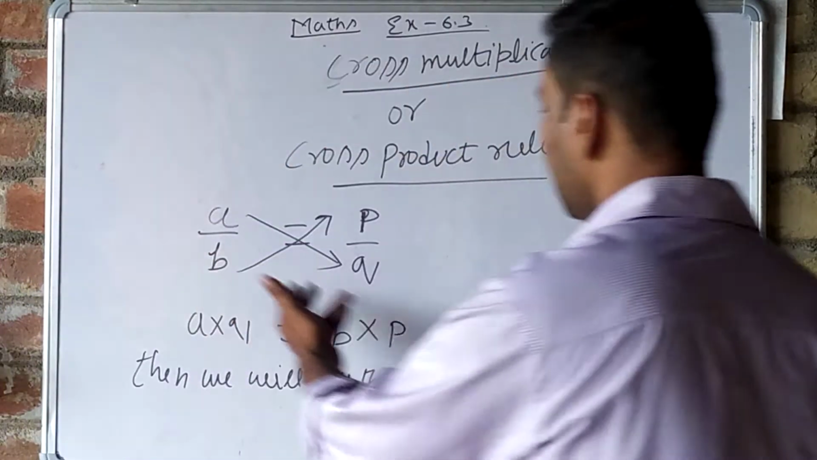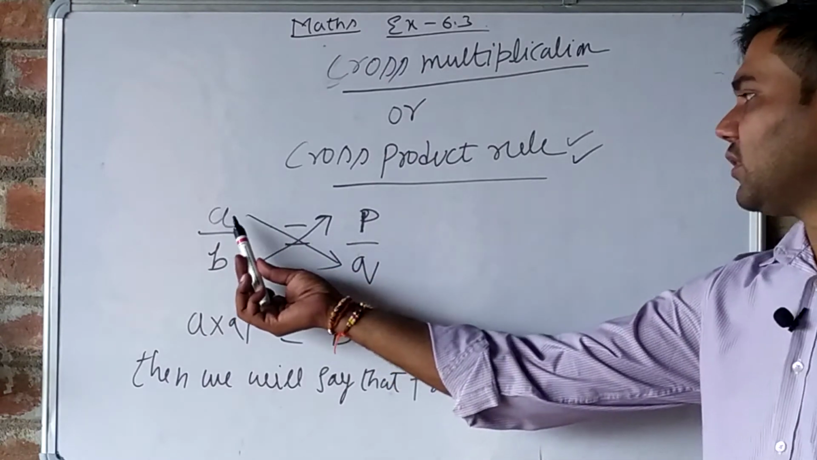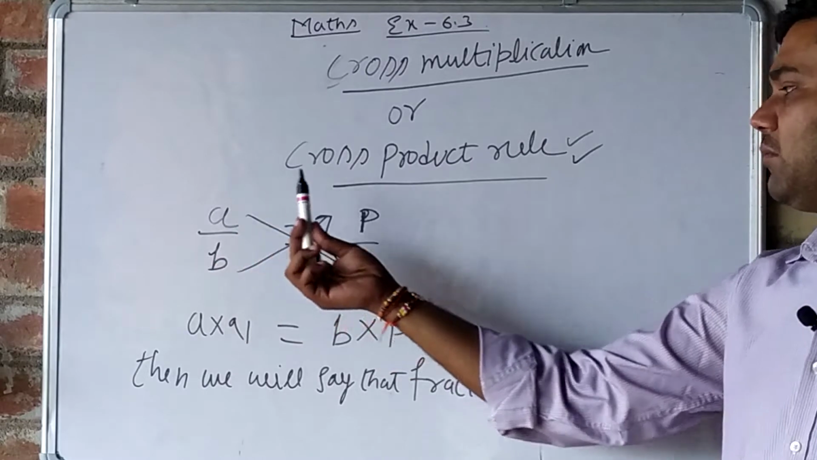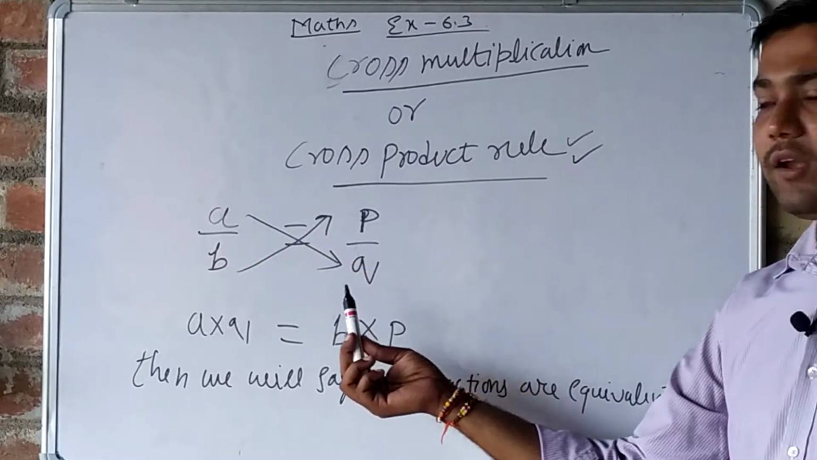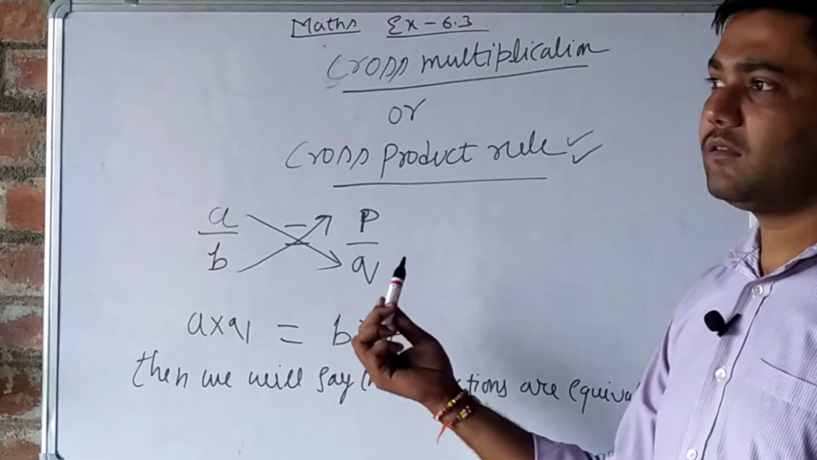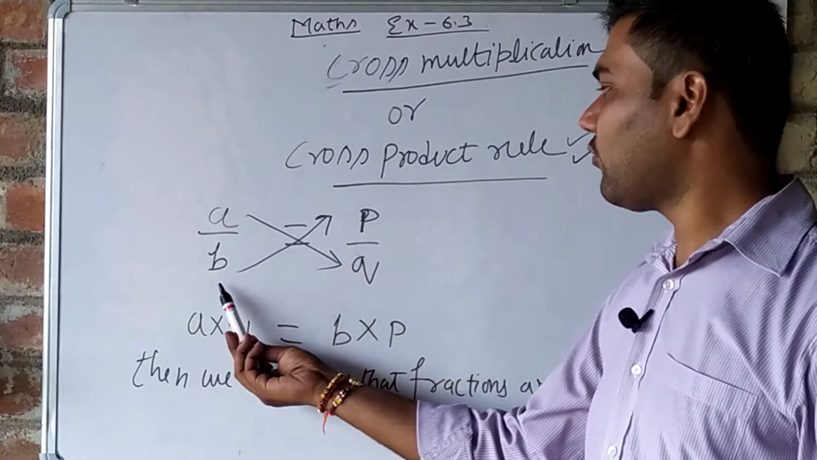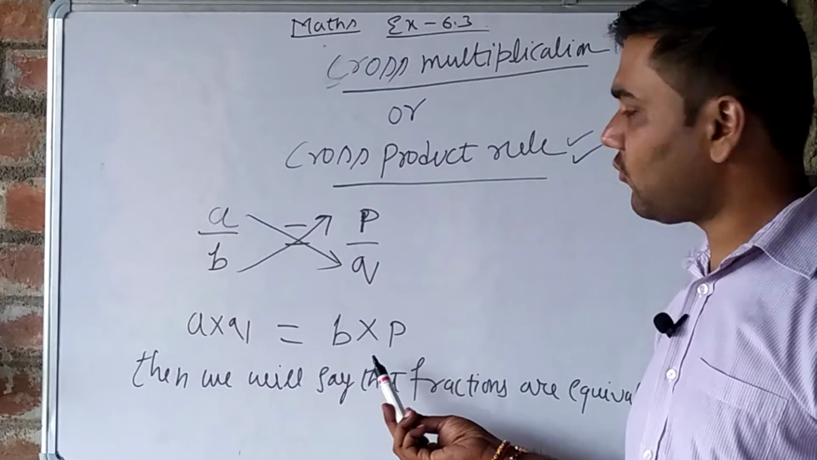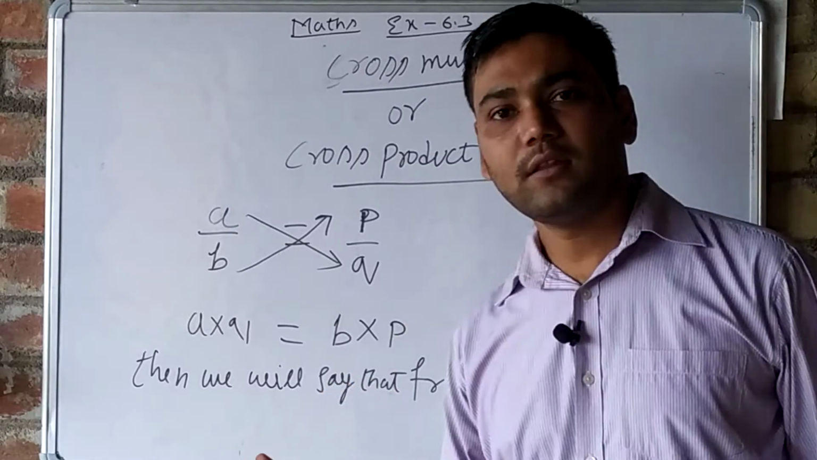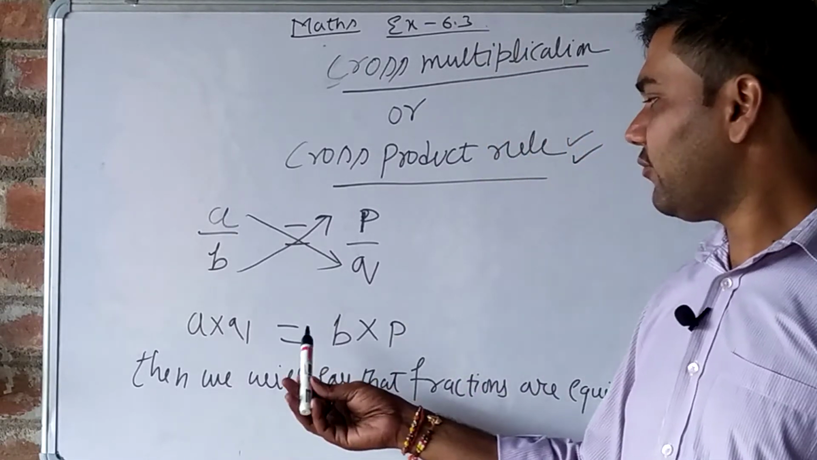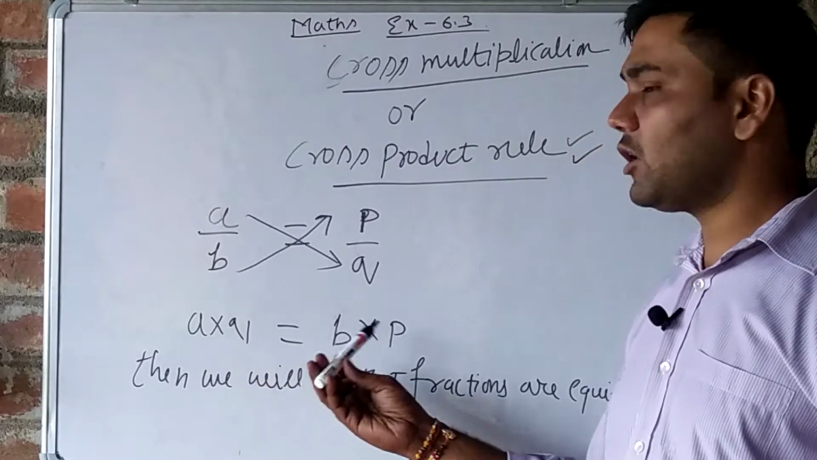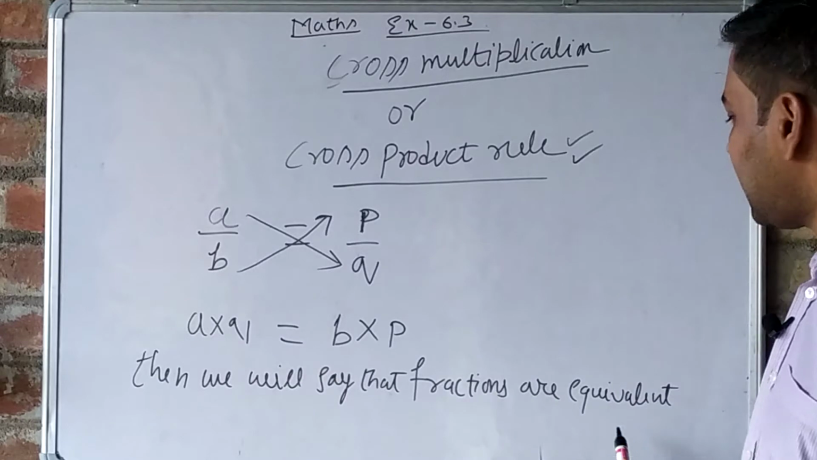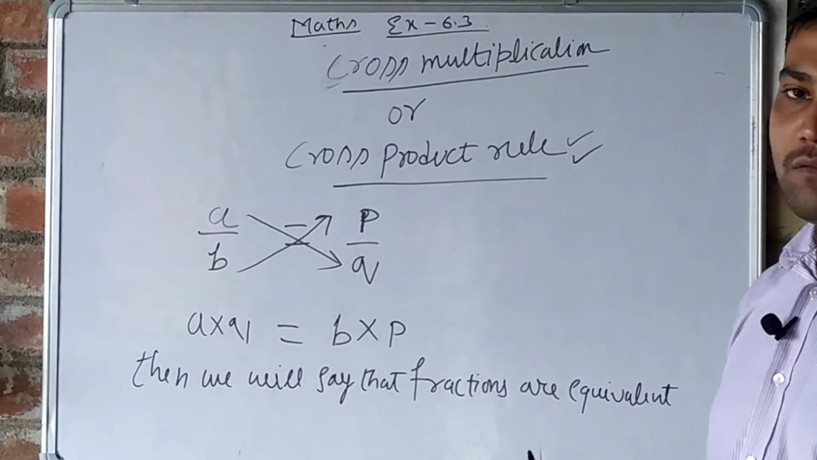Understand? When a into q, that means the numerator of the first fraction is multiplied with the denominator of the second fraction, and the denominator of the first fraction is multiplied with the numerator of the second, and if on doing this the value is the same, then we will say that the fractions are equivalent.